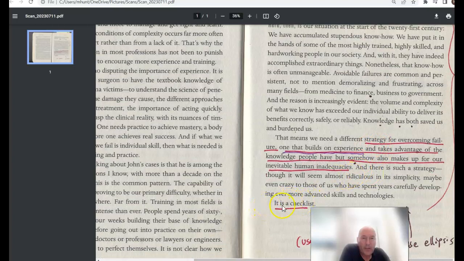And some people might say usually the thesis is the last line of the introduction. Saying it's a checklist is not really a good thesis because you have to say, well, what does it stand for? It stands for this piece underlined here, the strategy for overcoming failure that builds on experience and takes advantage of the knowledge people have and makes up for our inevitable human inadequacies, like that we forget things. The strategy is a checklist. Now, that is a good thesis.